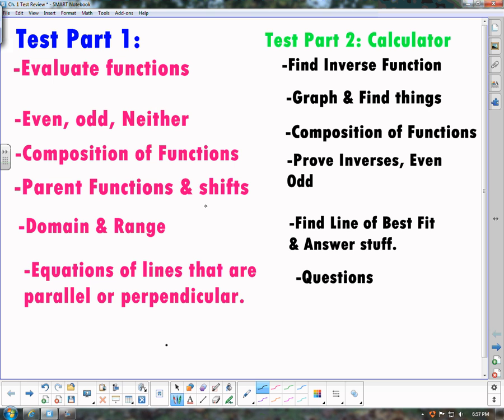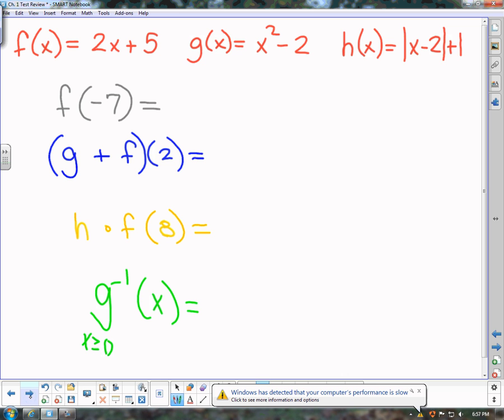evaluate some functions, determine whether they're even, odd, or neither, dealing with the composition of functions, parent functions and what happens to the original function and how it's shifted, stating the domain and range of some functions, and then figuring out the equations of lines that are parallel and perpendicular to a certain line. So here are some examples of the things that you will see on tomorrow's part of the test.